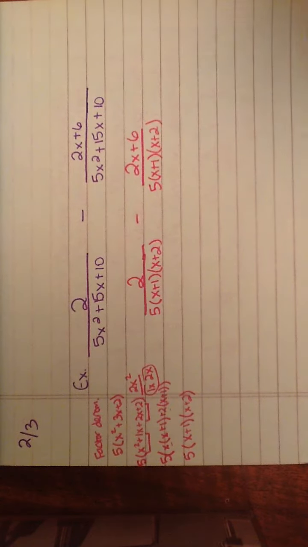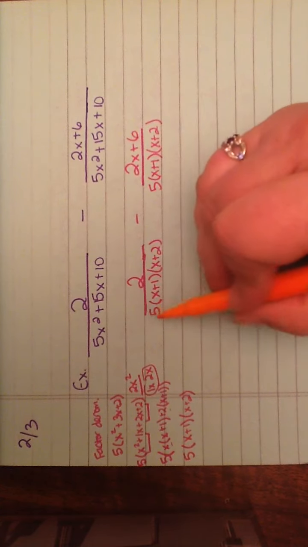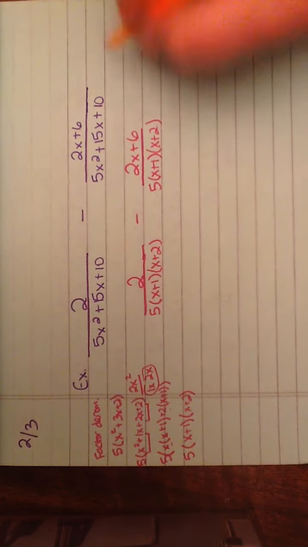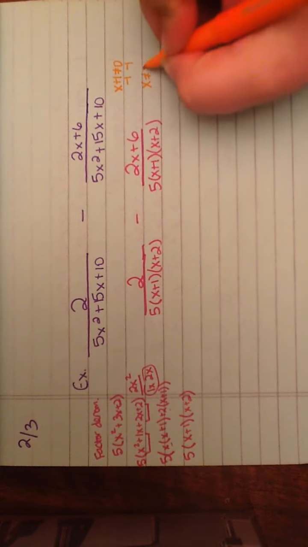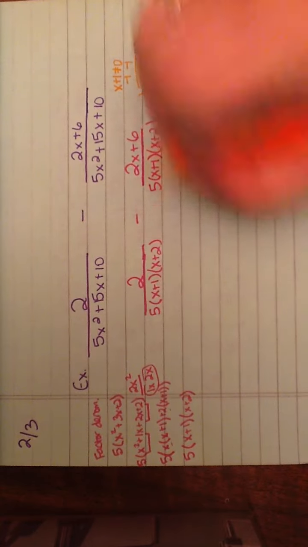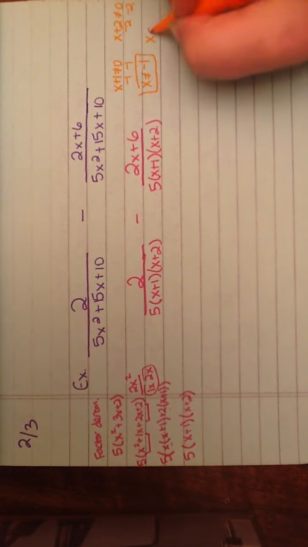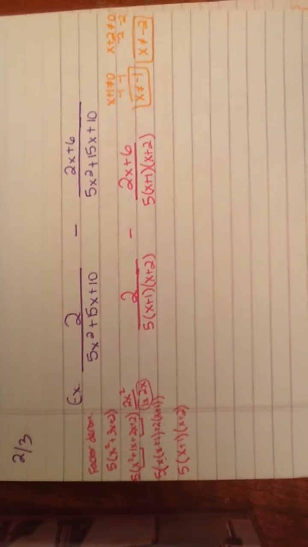Okay, now that the denominator is factored, I need to set up my restrictions. So the first thing in my denominator is a 5. Does that have a variable? It doesn't, so I don't need to use it in my restrictions. X plus 1 has a variable though, so we set x plus 1 not equal to 0 and solve. So x cannot equal negative 1. And x plus 2 also has a variable in it, and so we set it not equal to 0 and solve. So x cannot equal negative 2. So those are my two restrictions.